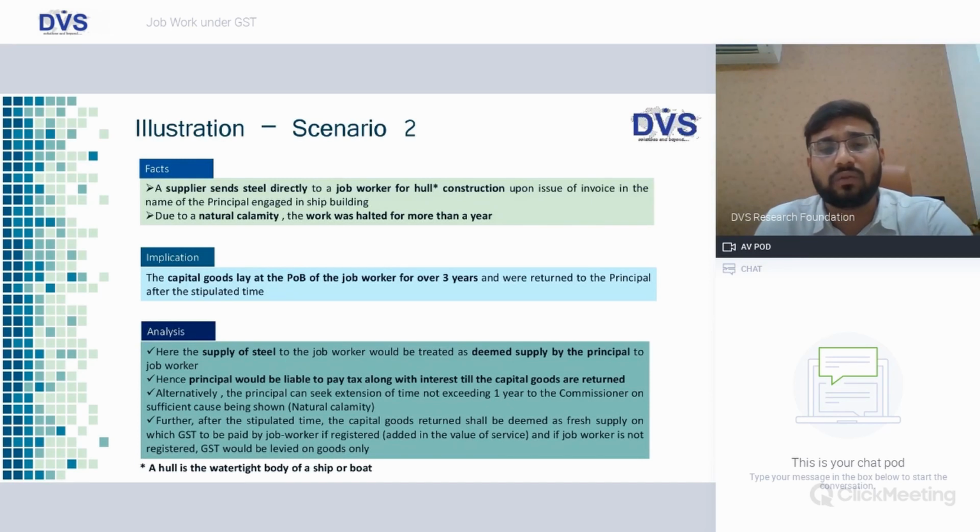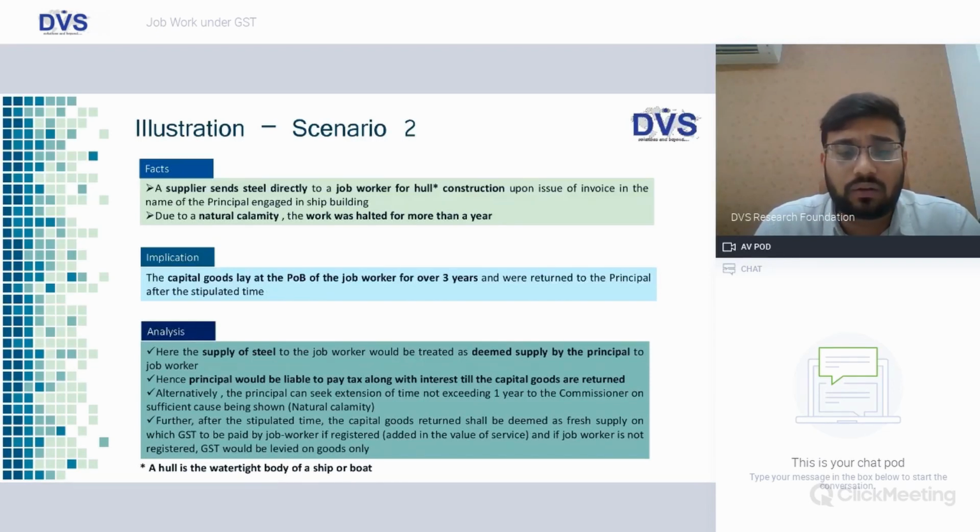Here, the supply to the job worker would be treated as deemed supply by the principal, as the capital goods are not being given back to the principal after 3 years. That would be regarded as deemed supply. As it is given directly by the supplier to the job worker, the date of supply shall be considered from the date on which the goods or such capital goods are received by the job worker. The principal would be liable to pay tax along with interest till the capital goods are returned.